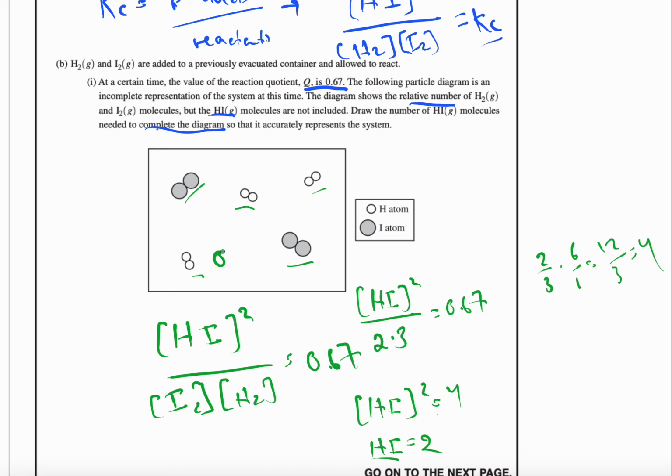So I'm going to draw my 1 HI molecule, and I'll fill it in on the exam. Obviously, you have to fill it in. I is bigger than H. And then here's my second. I don't think the relative location really matters. Just make this obvious. So then we draw our 2 HI molecules, and then we are all set. So there are 2 molecules of HI when we have the Q value of 0.67.